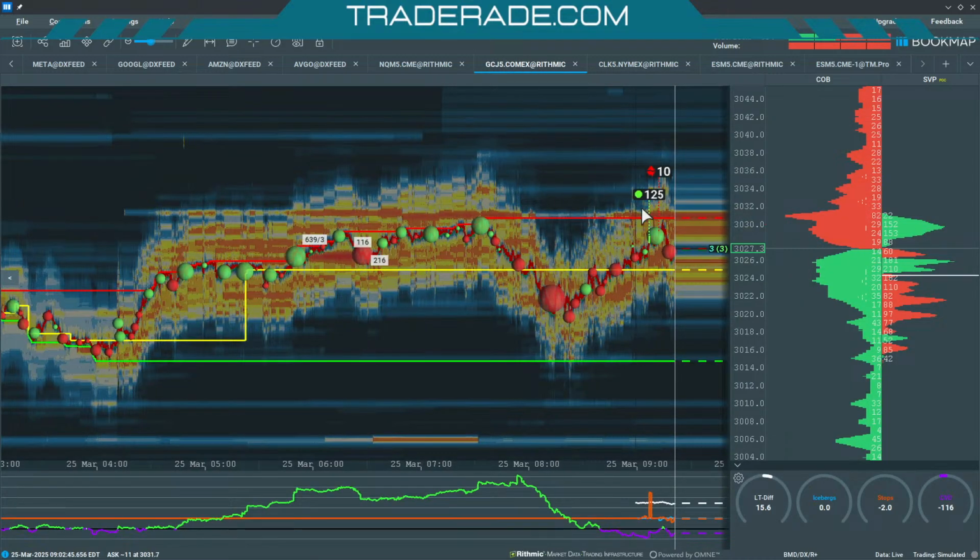So you see this green dot up top with the 125 by it and the dotted vertical line. That's showing you exactly that was a stop run, right? So it was multiple price levels where stops are being executed and a total size of 125 contracts. So that specifically is a stop run.